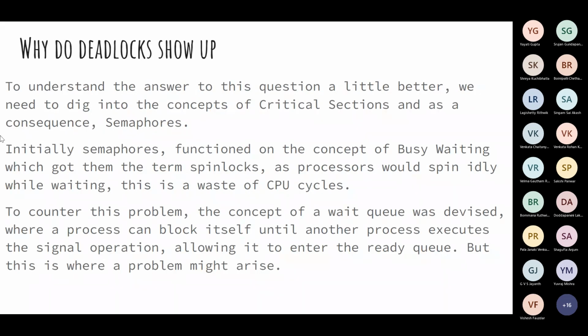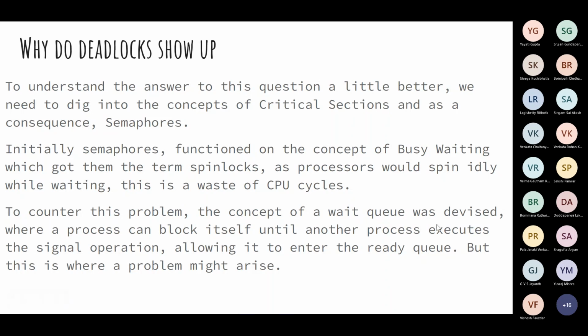And why do deadlocks show up? To understand this, we have to dig a little bit into the concept of semaphores. We know that semaphores are the solution to the critical section problem. Initially, semaphores function on the concept of busy waiting, but then processes just kept spinning idly when they were waiting to get into the critical section. So this was a waste of CPU cycles.